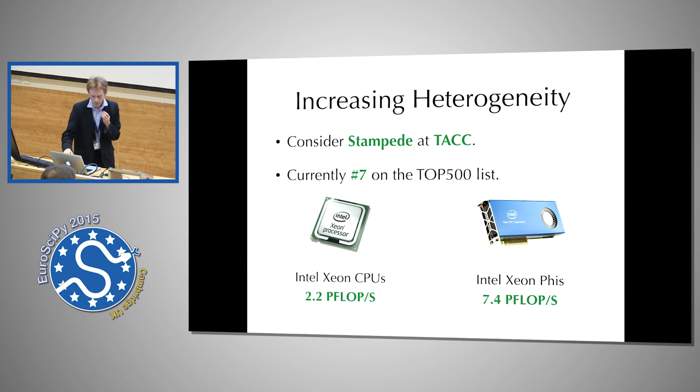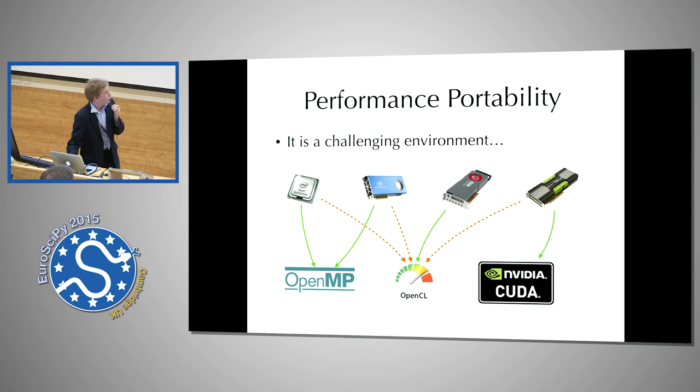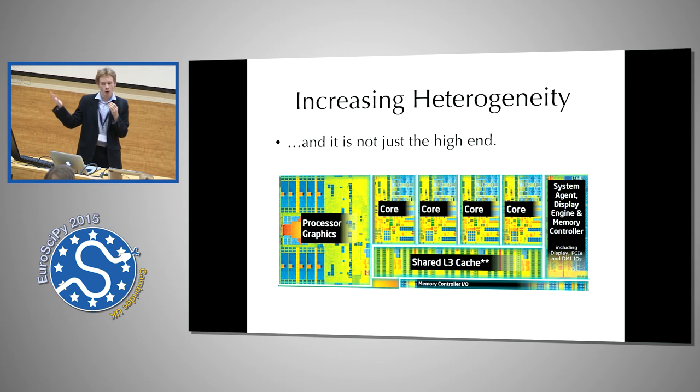Now, you may be thinking that this is just on the high end, these are the top 500 systems, I run most of my stuff on a laptop, why does this matter? Well, this heterogeneity isn't just coming in at the high end, it's also on your desktop. So what I've got here is a die shot from a recent Intel Broadwell CPU, and up the top you can see your four processing cores, but all that space towards the right of the plot is dedicated towards the GPU, which you can access and program and harness.